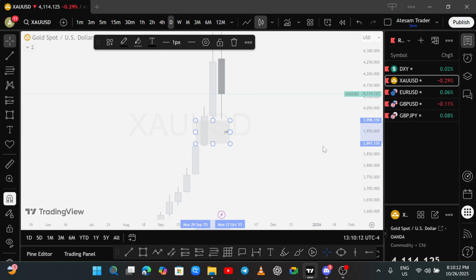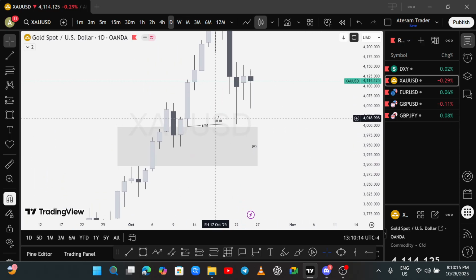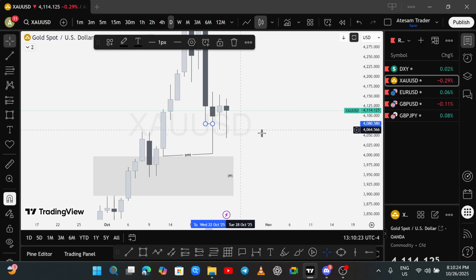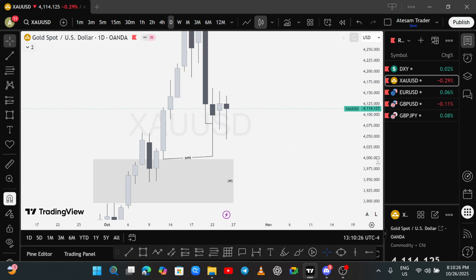So come to the daily. What do we have? We have SMT here. When we have SMT, why are we not expanding? This is the first question. We closed the candle to here on the daily, and this candle is supposed to expand.